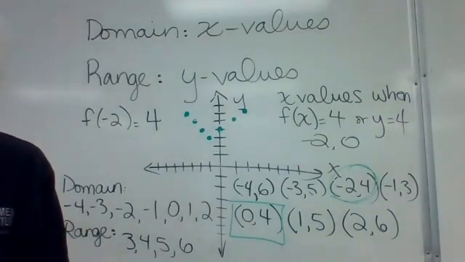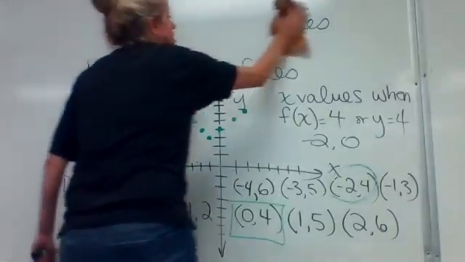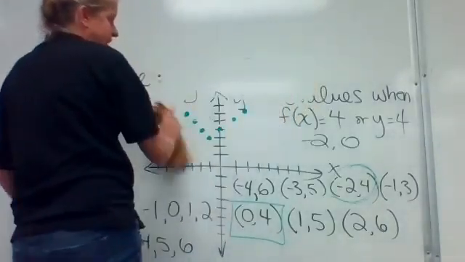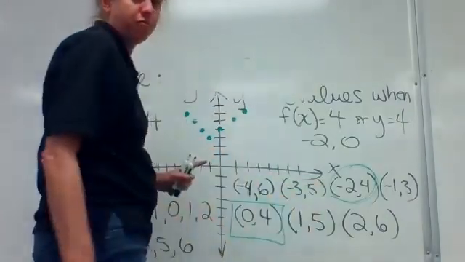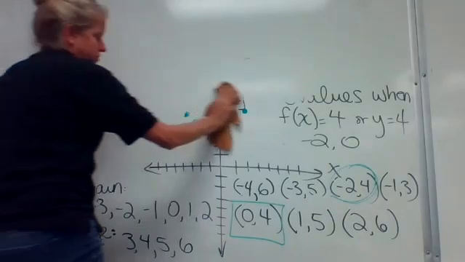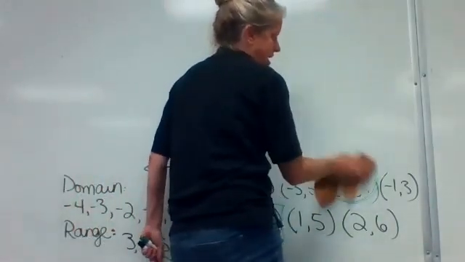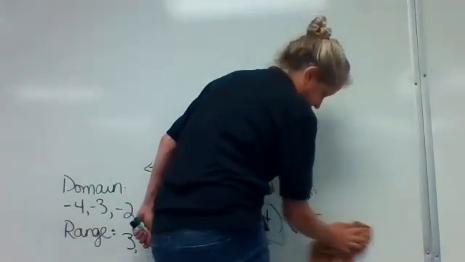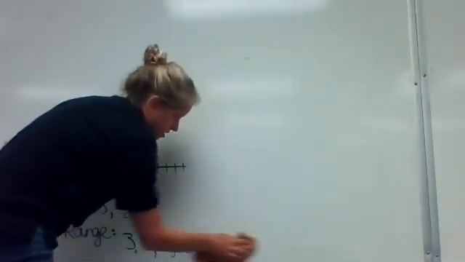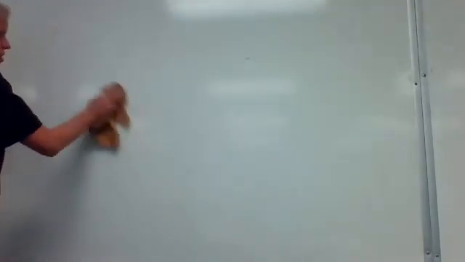Okay, looking at number 2. So it's going to give me another graph and ask me essentially these same 4 questions: domain, range, and then the other 2. But instead of just being a group of points, it's going to be a continuous graph, not separated points.